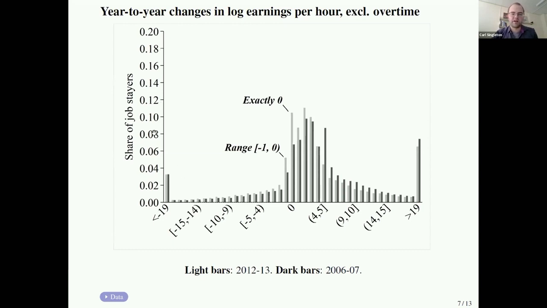On the y-axis, we have the share of job stayers, individuals who stayed in the exact same job from year to year. We're plotting two comparable sets of bars, one for 2012-13 and one for before the Great Recession, 2006-07. Each bar plots the proportion of job stayers with that band of wage change. Then we have a band at the exact center, which plots the number of exact zero wage changes, which are wage freezes in the data. Year to year, these workers had no change in their wage.